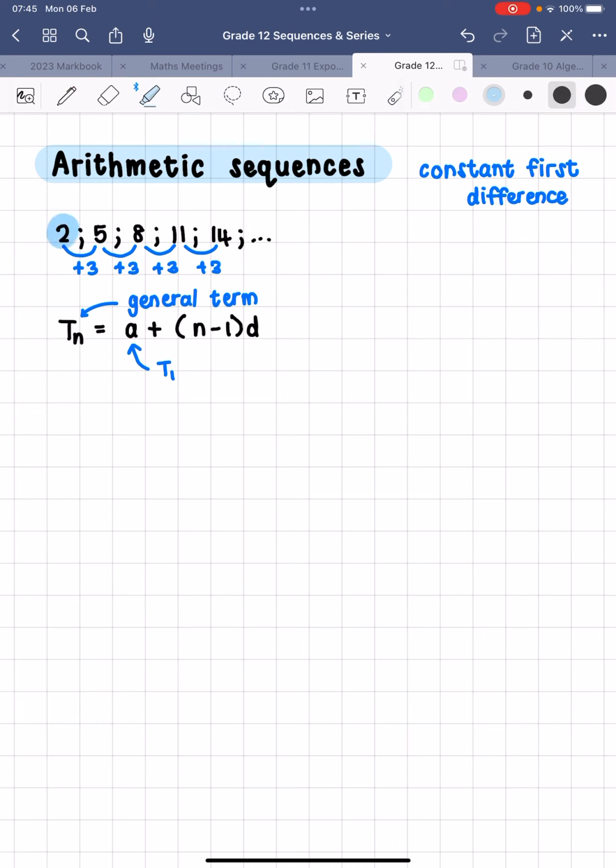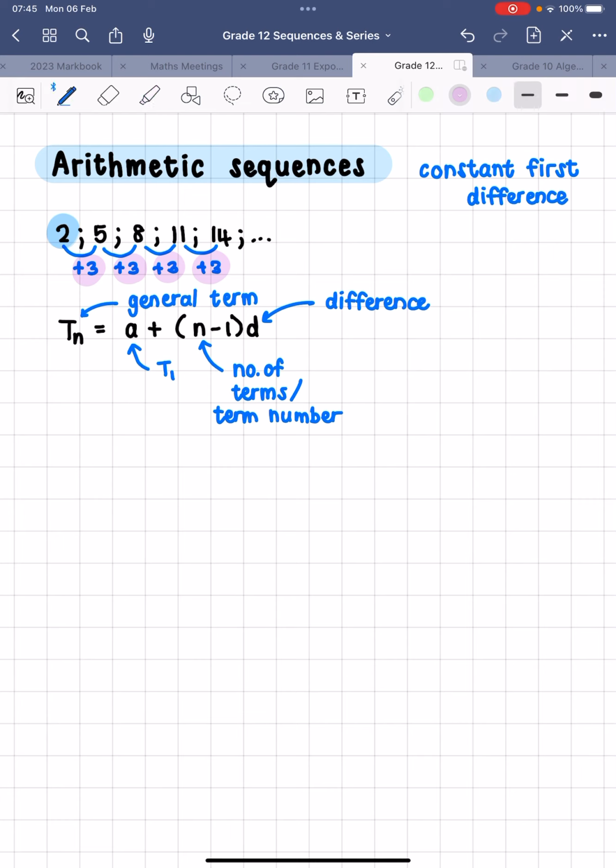A would be 2. Then if we're carrying on, n is the number of terms or the term number. It just depends on the type of question. I am going to do multiple examples so that you can see when it refers to the number of terms and when it refers to the term number. And then d is that constant difference which I was referring to at the top. So the difference in this case, the number that we are adding each time, is 3, so that would be our d value.